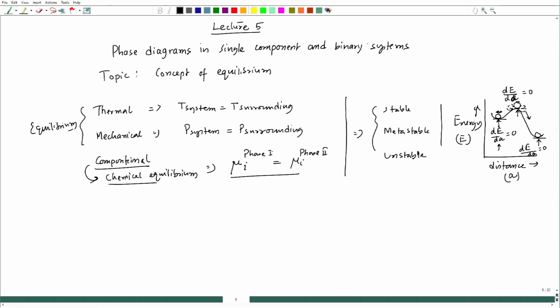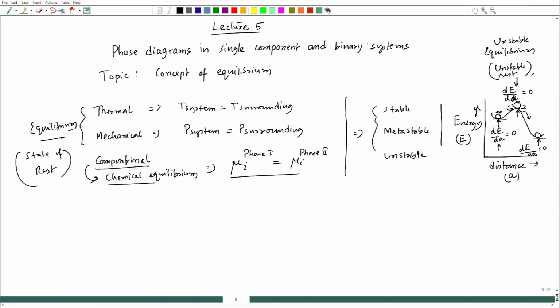So, this particular region is called unstable rest. Since we have considered equilibrium to be a state of rest, this is also a state of rest, so I can take it as an equilibrium, but here the rest is very unstable. So, I can call it unstable equilibrium.